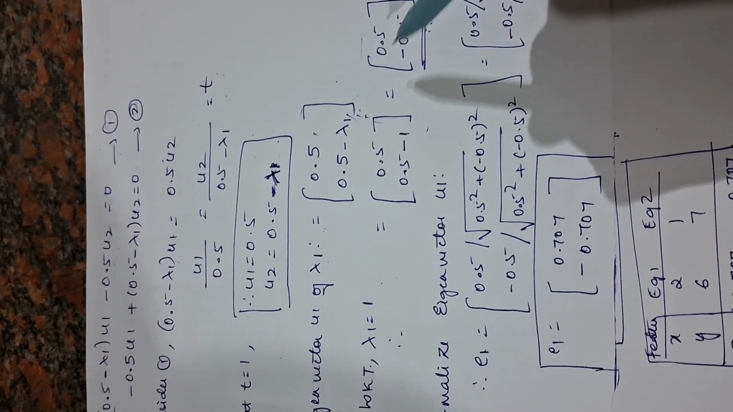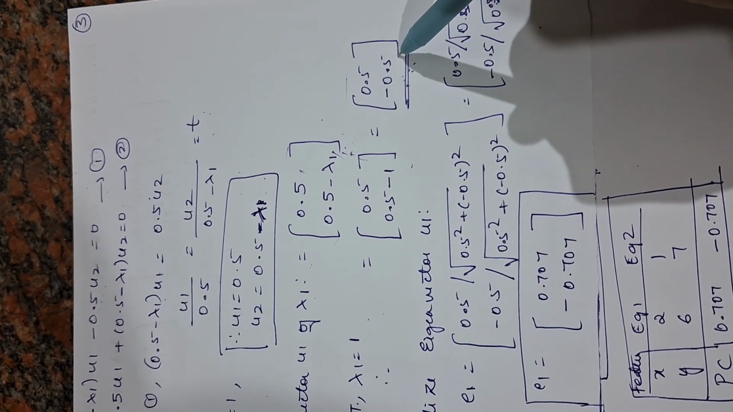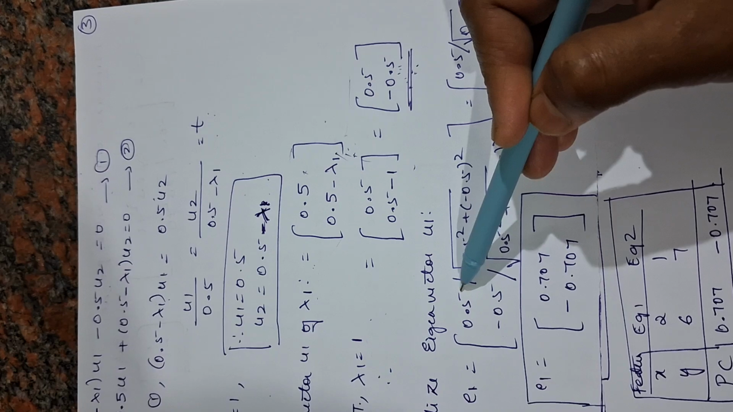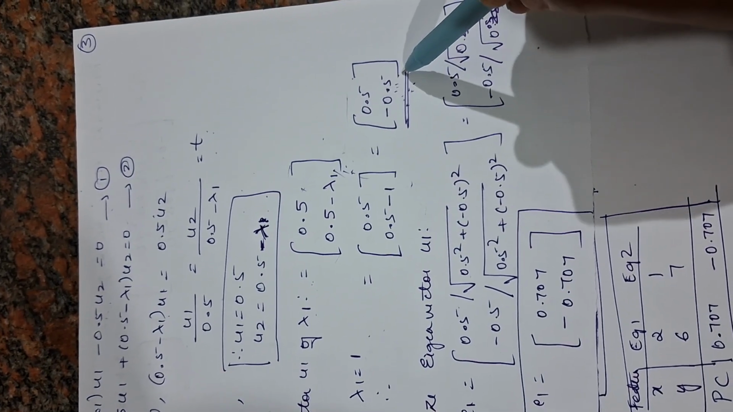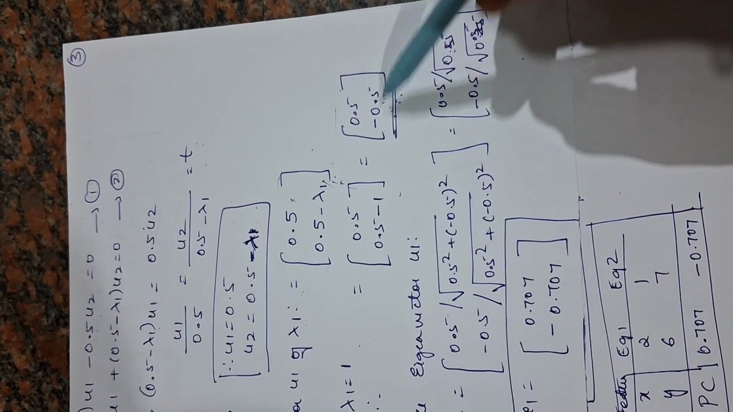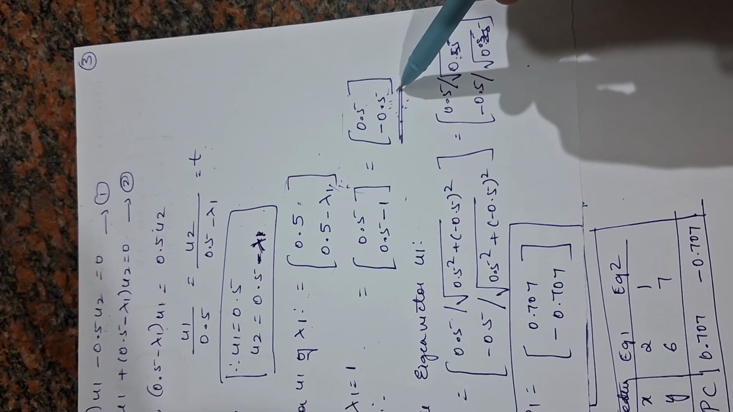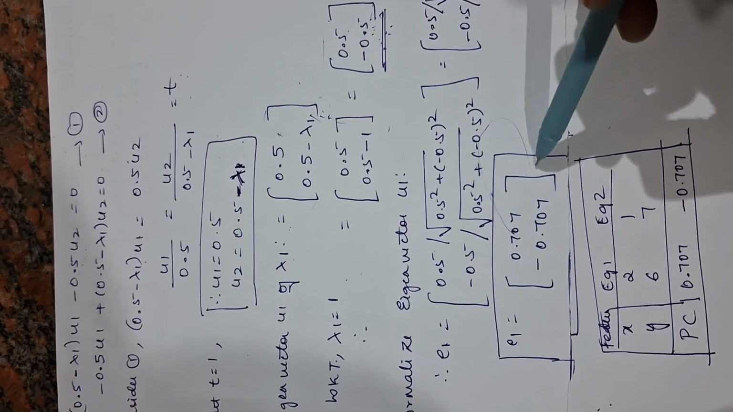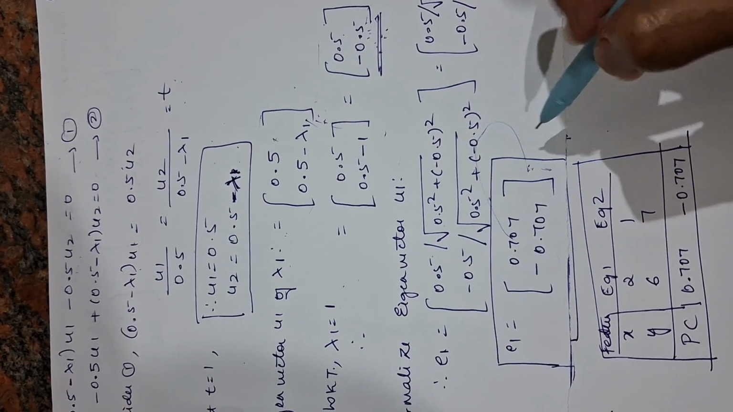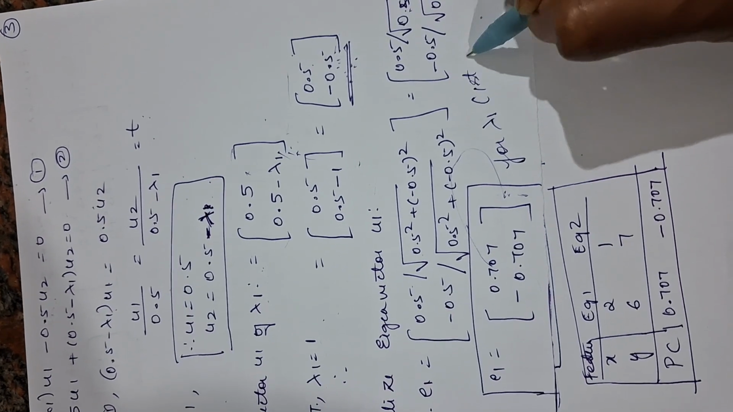Okay. And now what we have to do is normalize this. How do you normalize this? It is 0.5 divided by root of 0.5 square plus 0.5 square. So you get this. Again, minus 0.5 divided by root of 0.5 square plus 0.5 square. So this is the normalized eigenvector for lambda 1, that is, the first principal component.